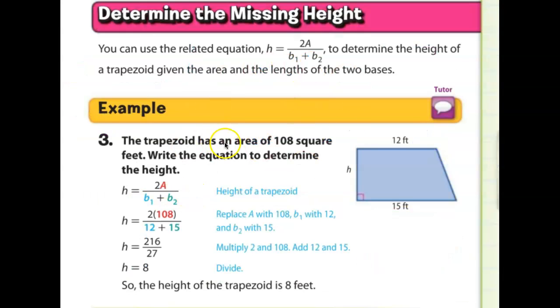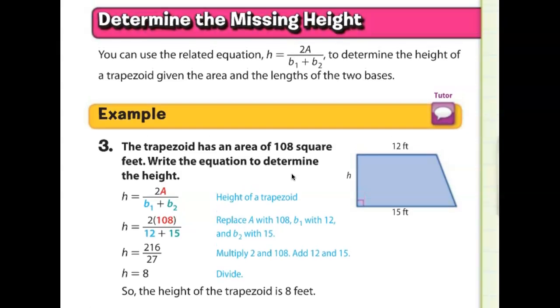In the final example we're going to talk about, it says determine the missing height, or determine the missing amount. And they've decided that they're going to do this weird thing where they reconfigure the formula as height is equal to 2 times the area divided by b1 plus b2. You actually don't have to do that at all. That's crazy talk. So I'm going to do this using the regular formula.